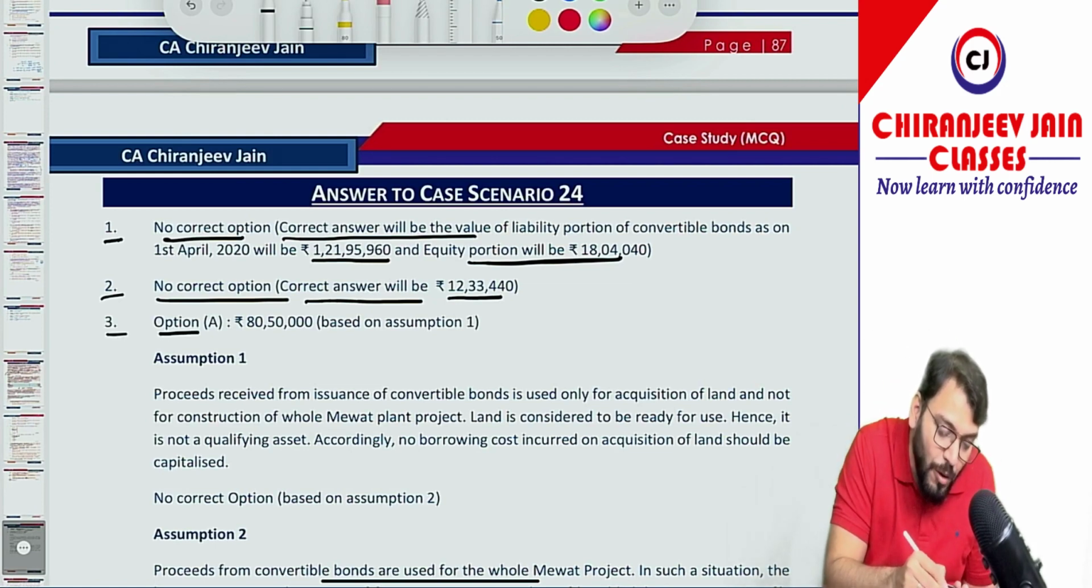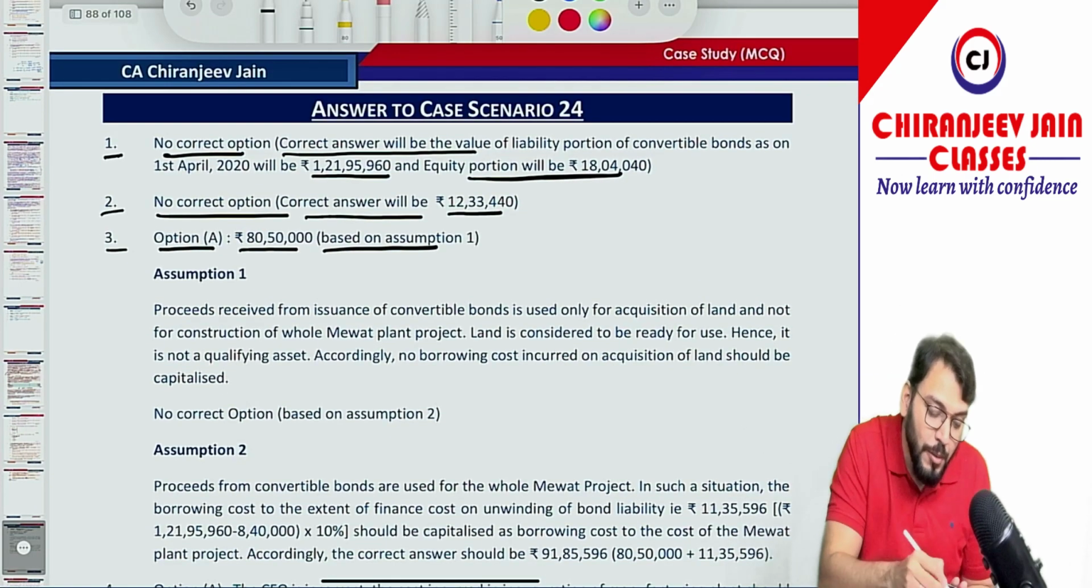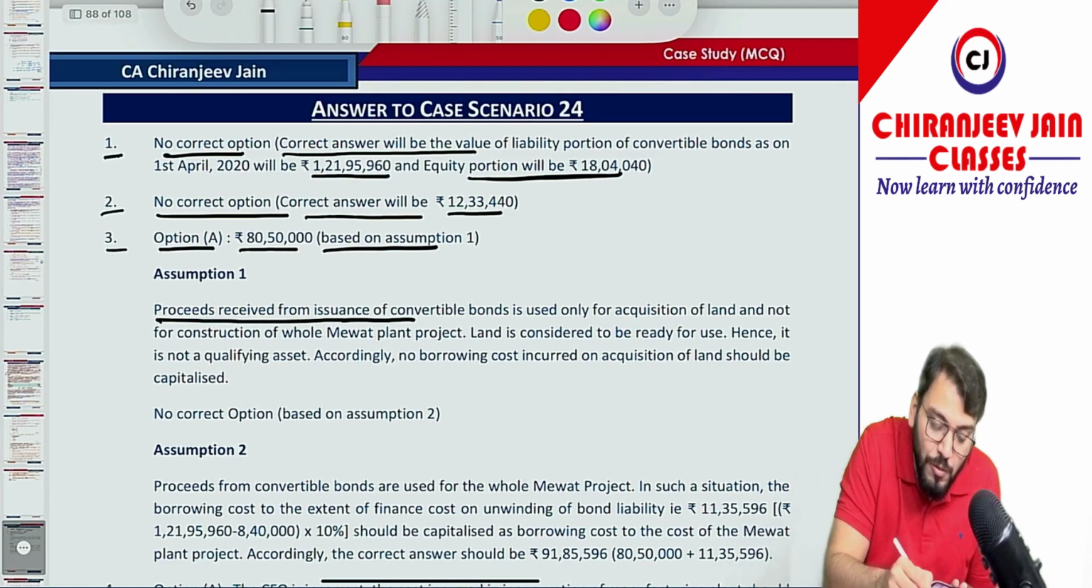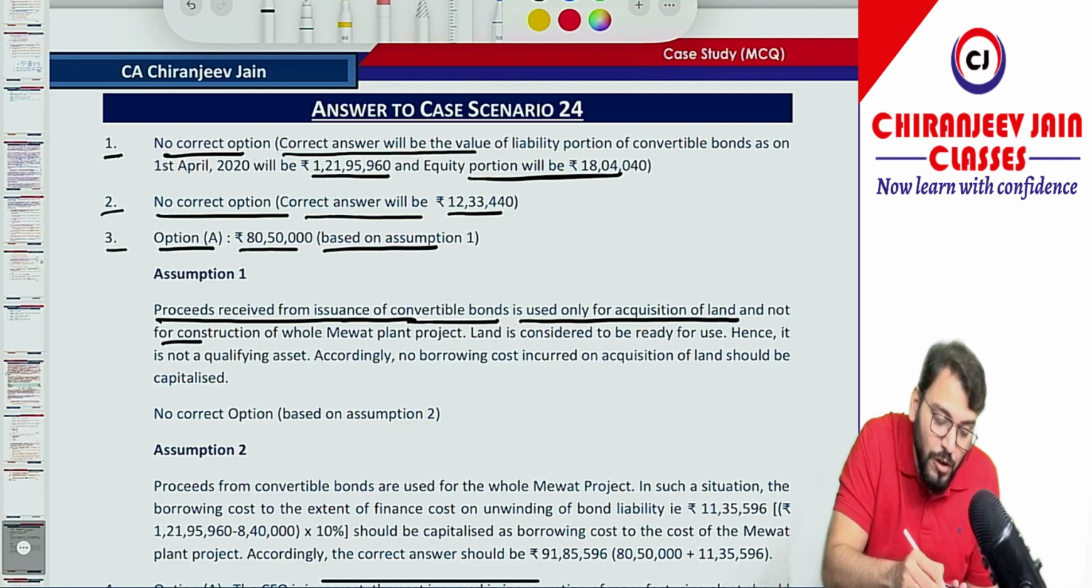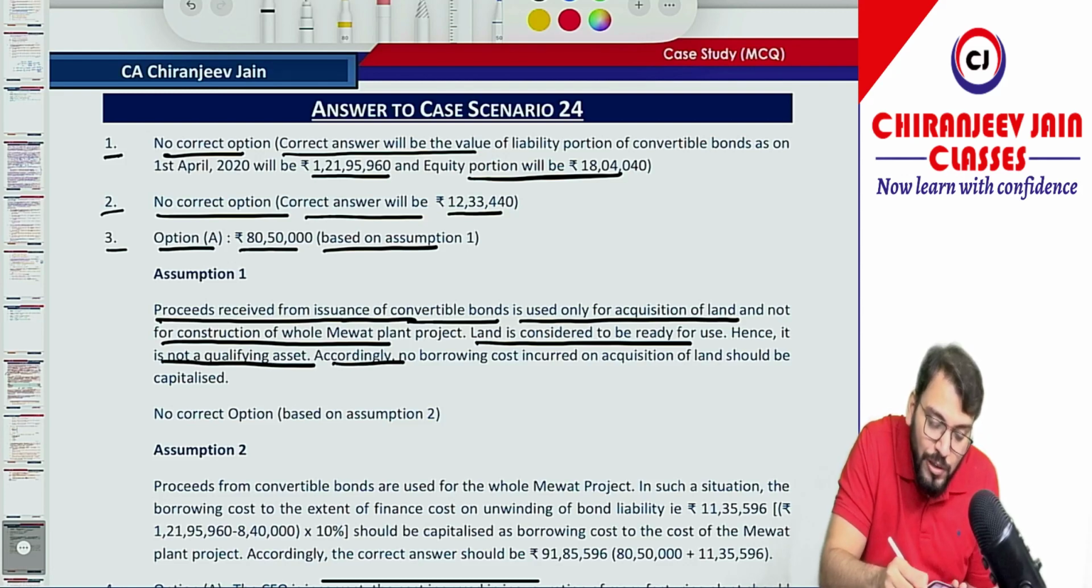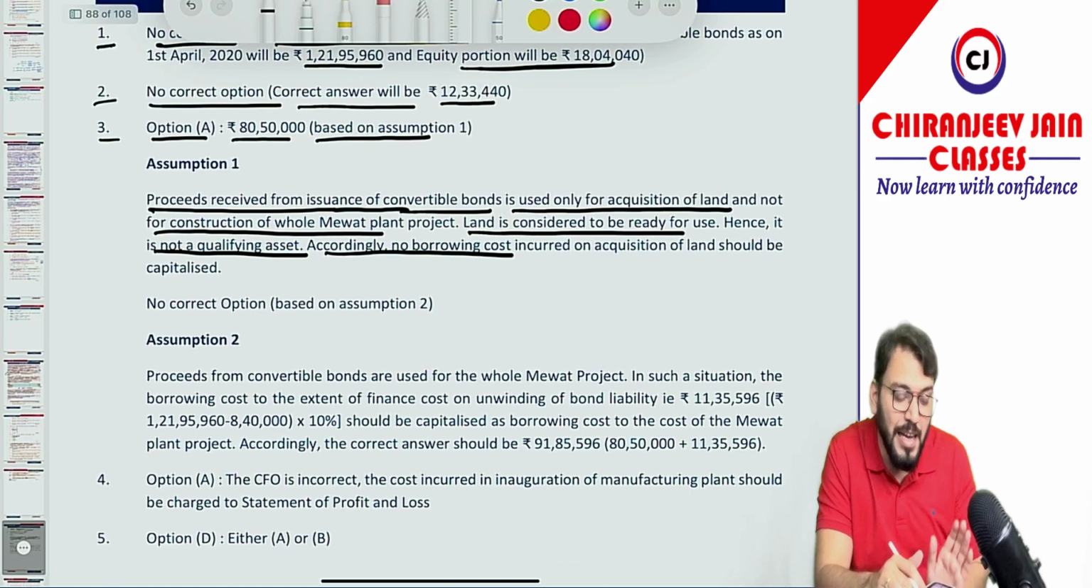Point number 3, they have given option number A, 80,50,000 based on assumption 1. What assumption have we taken? The proceeds received from the convertible bond are used only for acquisition of land and not for the construction of plant. Land is considered to be ready for use. Hence, it is not a qualifying asset. Accordingly, no borrowing cost will be capitalized. Therefore, the correct option will be 80,50,000.